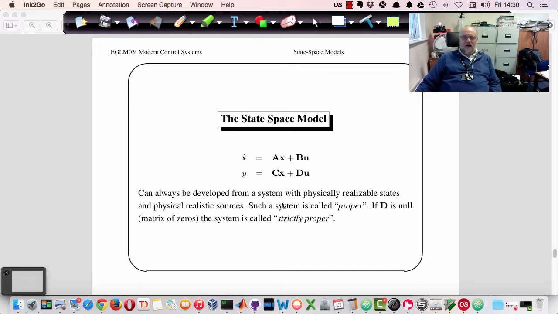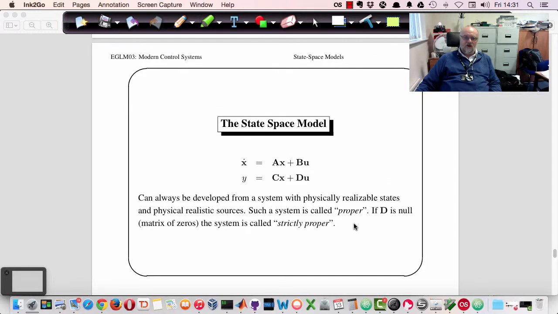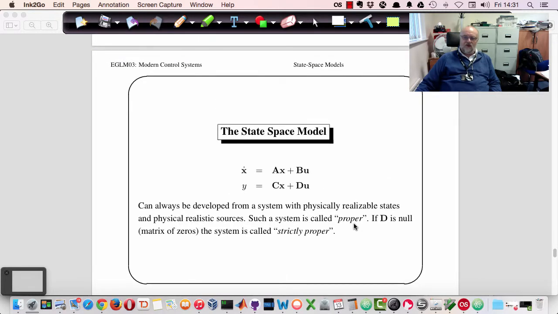If the system has physically reliable states, it's called proper, and if D is null, in other words there's nothing in the D matrix at all, it's empty or 0, then the system is called strictly proper.